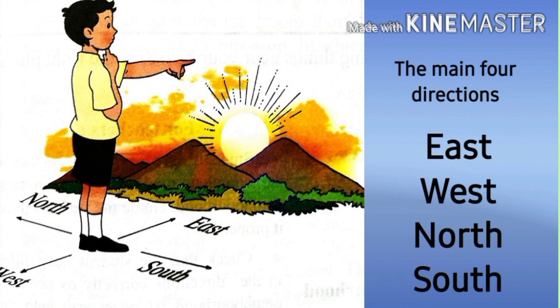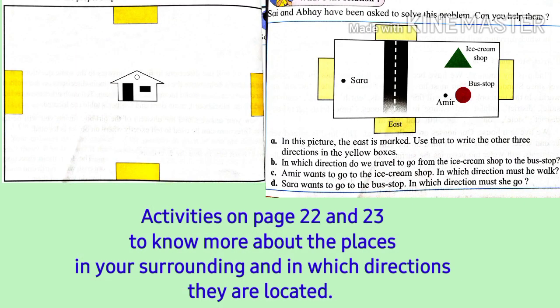Do you like to do this activity? Then go ahead. Dear students, there are many places near our houses like neighboring houses, shops, trees, roads, bus stops, etc. The activities which are shown on page number 22 and 23 will help you learn more about these places and in which directions they are placed. I hope all of you have done these activities in your textbook.